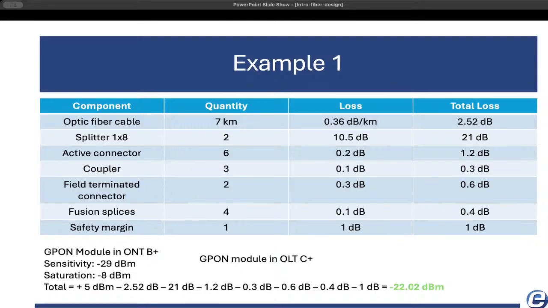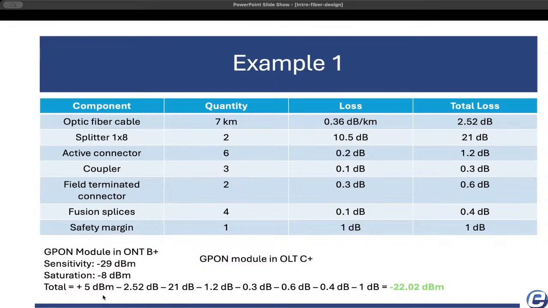So if you want to do a little bit of the math, here's a little example where we take our optic fiber cable. The quantity in this case is the distance, and you take the loss and make a little table to calculate how much loss you are going to have in your system. Taking into account the 5 dBm, you have all of your losses here, right? So all of this is summed right here.